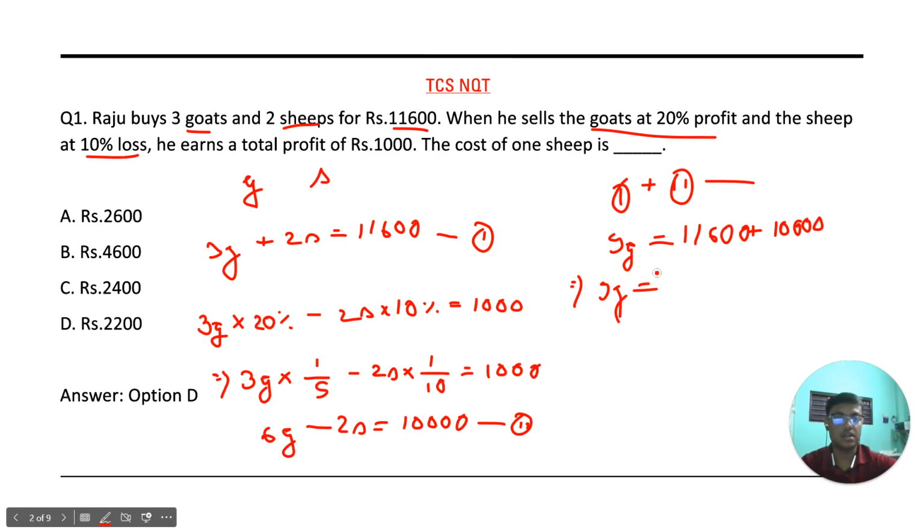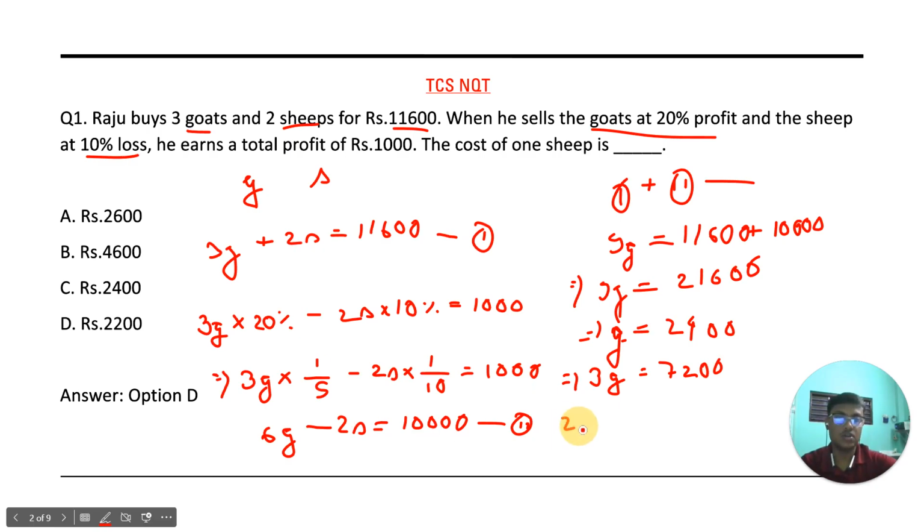9G is equivalent to 21600, which implies that our cost of each goat is equivalent to, we divide it by 9. 9 twos are 18, 3 is remaining, 36, 9 fours are 36, 0, 0. The cost of one goat is 2400 and cost of three goats is equal to 3 into 2400, which is 7200.